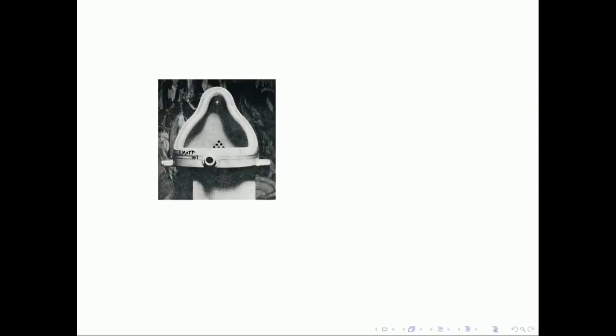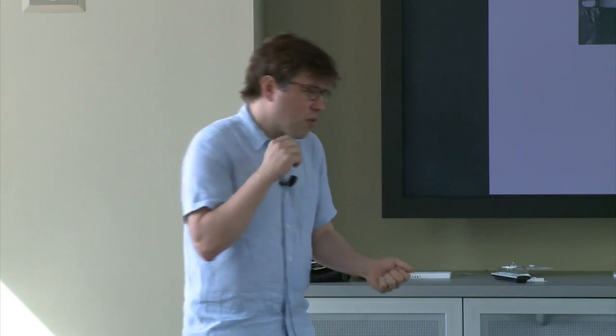And a lot of work in data science reminds me of this urinal in the best way, the most positive way, because it's very creative and it changes what you think is possible. So Duchamp saw that urinal that was created for one purpose, and he said, you know what, I can repurpose this and do something else. And so through that process of repurposing, he opened up lots of new possibilities.